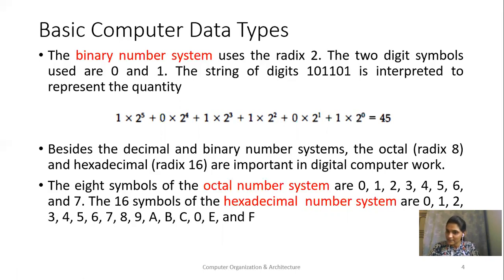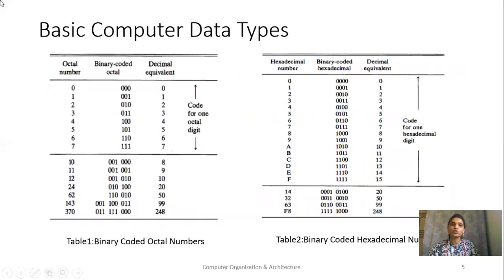Similarly, for the hexadecimal number system, we have the numbers 0, 1 up to 9, these 10 decimal digits, and then A, B, C, D, E, and F. Total 6 alphabets. Okay, that means it has a total of 16 symbols to represent any number. We can represent this, as shown over here.